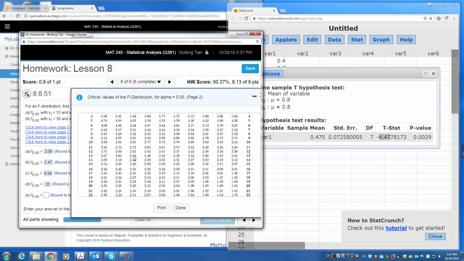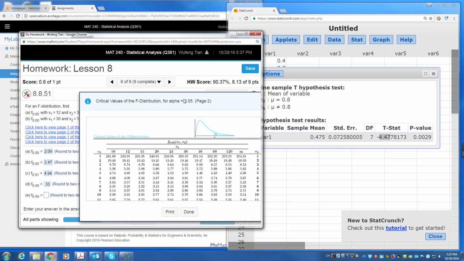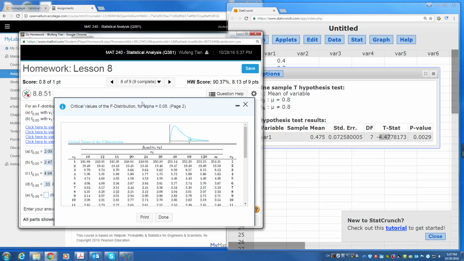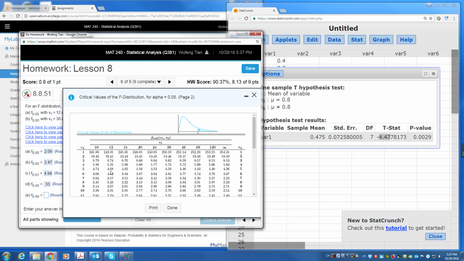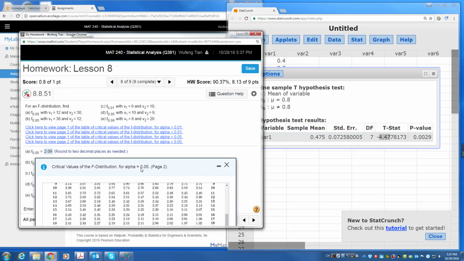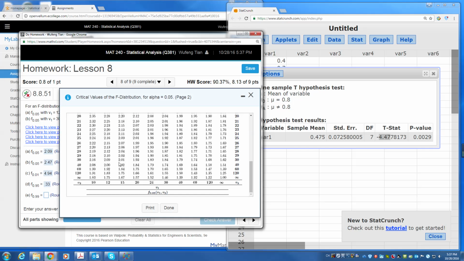Oh wait, v1 is 12, v2 is 20, and alpha is 0.05. Oh, 30, sorry, my bad, that's why. v2 is 30, so going down to 30 gives 2.09. So v1 equals 12, v2 equals 30, and the value is 2.09. Continue to finish all of them.